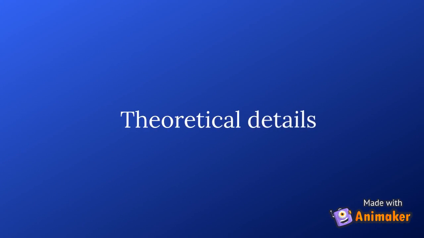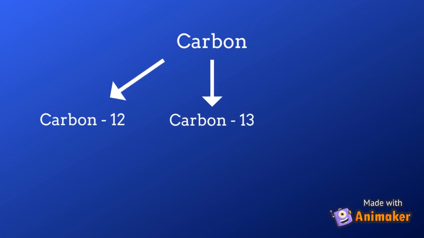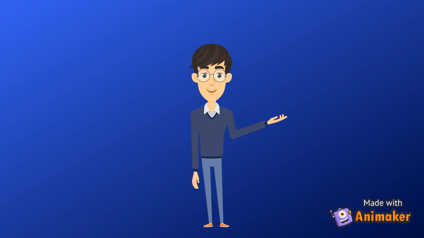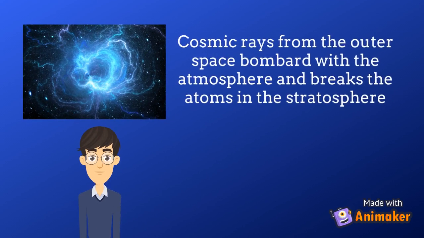Now, let us move to the theoretical details and process involved in radiocarbon dating. Carbon has three isotopes, namely C12, C13, and C14. Here, C14 is also called radiocarbon. The ability to date objects more accurately originated from outer space. High-energy cosmic rays are constantly bombarding our atmosphere. When they hit, they break up atoms in the stratosphere.